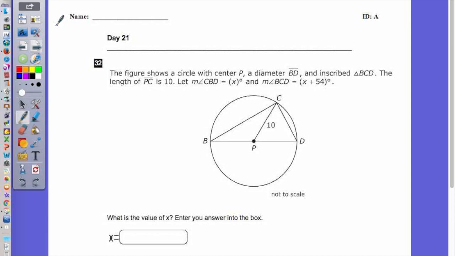The figure shows a circle with center P and diameter BD, with an inscribed triangle BCD. Why are you waving that in front of my projector? He likes moving industrial. I mean, look at it. Cool.